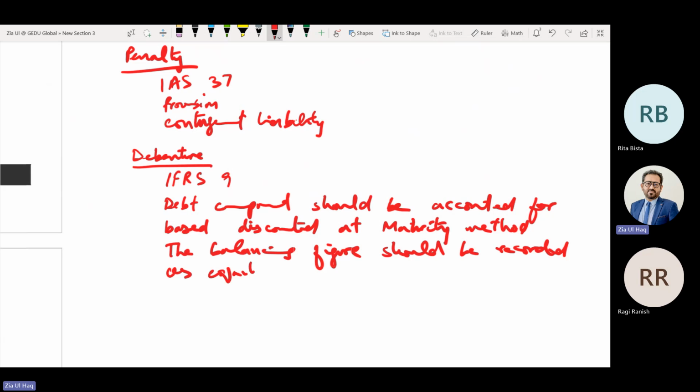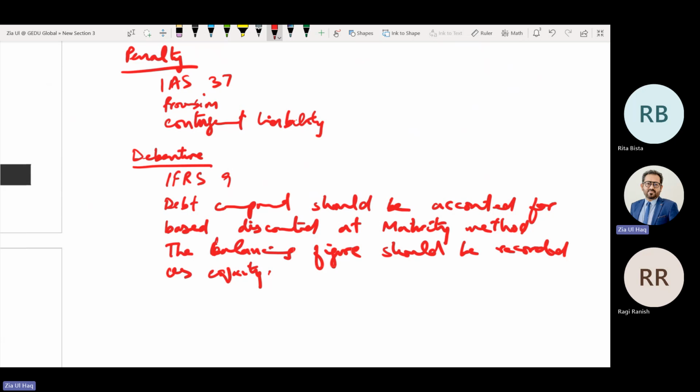In case of debenture, debt and equity component should be classified separately per IFRS now. Debt component should be accounted for using discounted at maturity method, and the balancing figure should be recorded as equity. If company is not accounting as per above criteria, chances that financial statement could be manipulated.